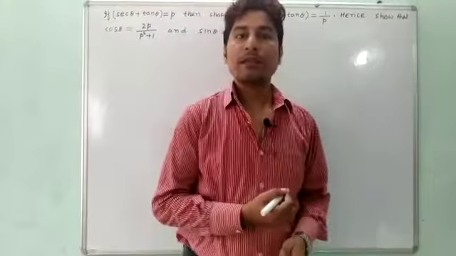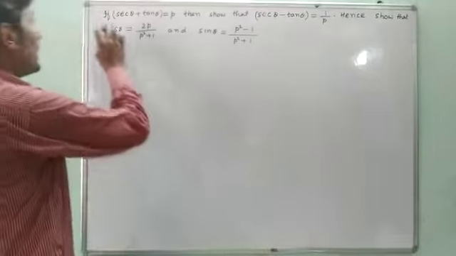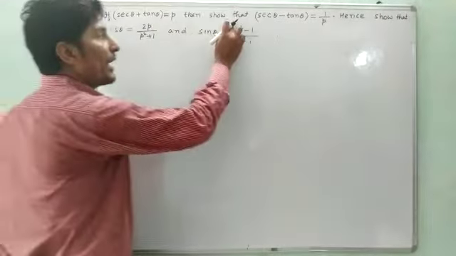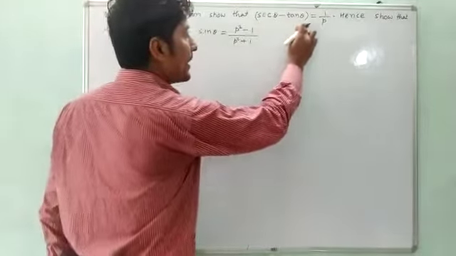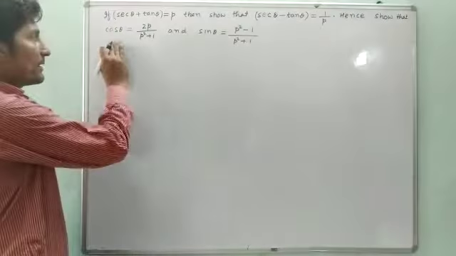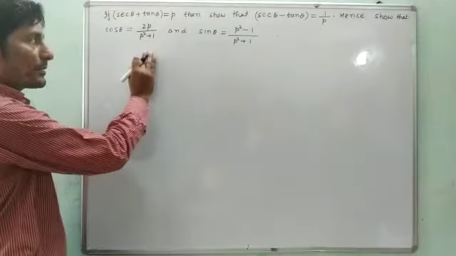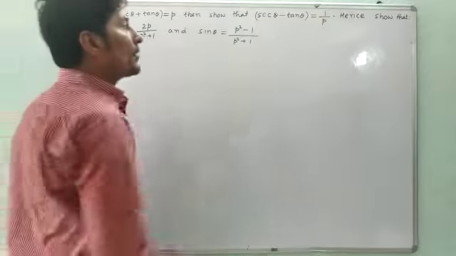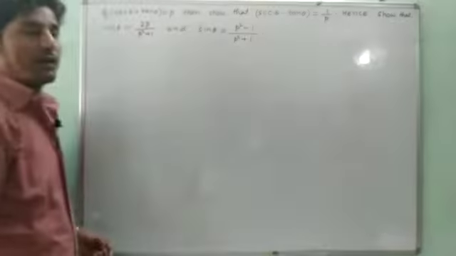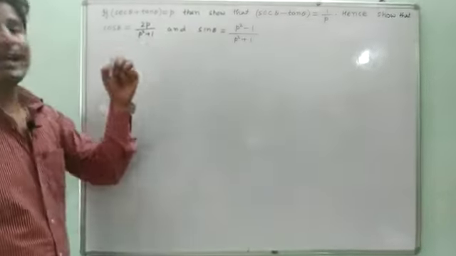Now let us see question number 13 from the same exercise. If sec theta plus tan theta equals P, then show that sec theta minus tan theta equals 1 upon P. Hence, we have to show that cos theta equals 2P upon P square plus 1 and sin theta equals P square minus 1 upon P square plus 1. So we have to solve this question line by line.